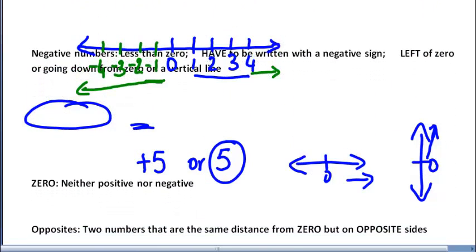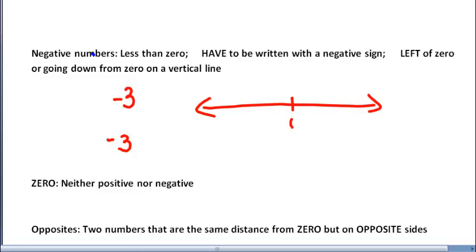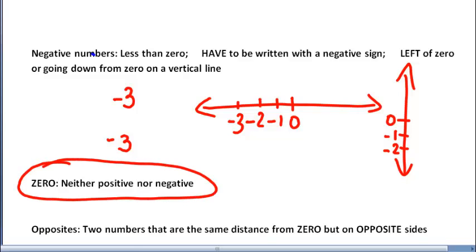Now, negative numbers are less than 0 and they have to be written with a negative sign. So if you say -3, then you have to write -3. You cannot just say 3, because that is implied as a +3. So you have to make sure that you have that line. On a horizontal line, all the numbers to the left are the negative numbers, and on a vertical line, the numbers below 0 are negative numbers. 0 is considered to be neither positive nor negative.